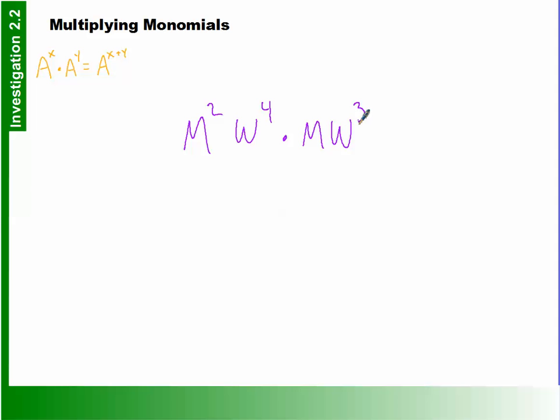So we're going to take m squared. Well, what's another way of writing m squared? m times m. So we have m times m. So here's our m squared. And we want to multiply it by the other m.